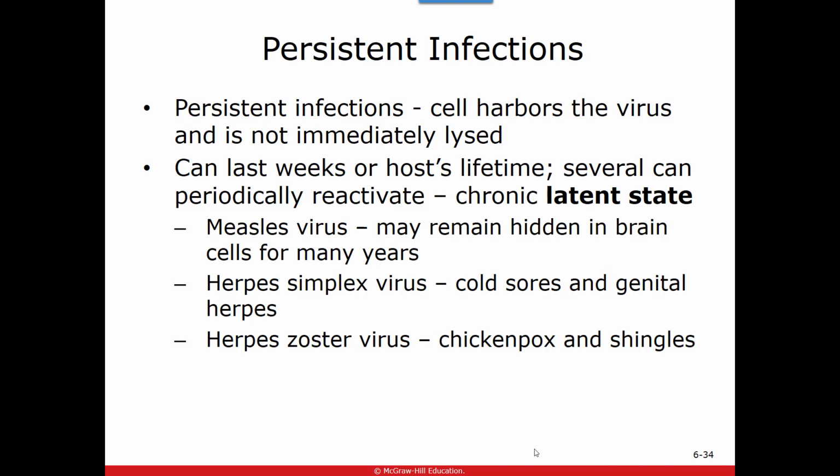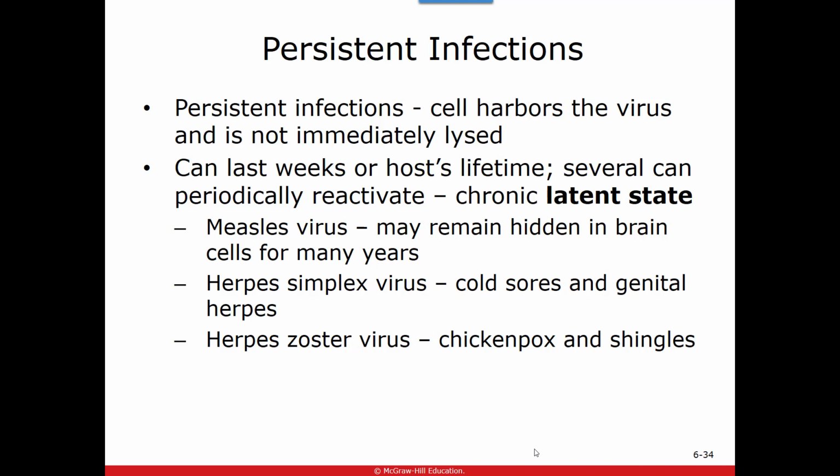A couple examples where these viruses can remain active in the body. The measles virus can hang out in the brain for lots of years before all of a sudden reactivating and causing issues. The herpes simplex virus is what causes cold sores and genital sores. Once it's in the body, it's there forever, for your entire lifetime. It goes dormant and then it becomes reactivated. It's why all of a sudden you get a cold sore one day and then it goes away. Well, the virus didn't go away, but it went back into a dormant state.